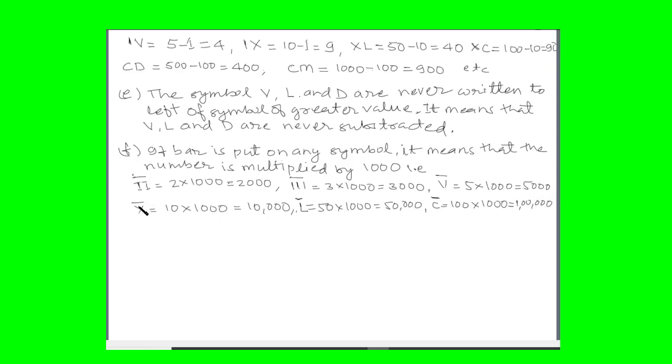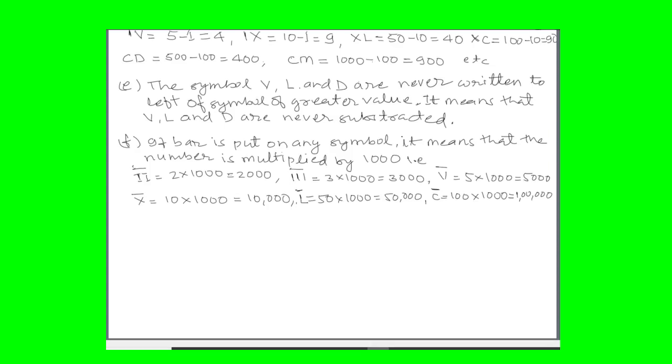If a bar is put on X, it means that X has the value 10, then 10 multiplied by 1000 equals 10,000. If a bar is put on L, L is 50, so 50 multiplied by 1000 equals 50,000. A bar put on C, which is equal to 100, so 100 multiplied by 1000 equals 1 lakh. And this way we use the bar for making the thousands.